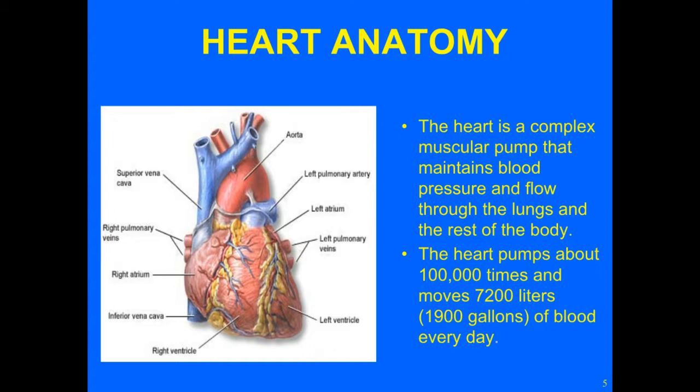Remember that the right side of the heart contains deoxygenated blood, which is why those pulmonary vessels, and the left side of the heart is oxygenated. We'll talk about the cycle of blood here in a minute, but I just want you to keep that in mind as we go in. The right side of the heart contains deoxygenated blood, and the left side contains oxygenated blood.